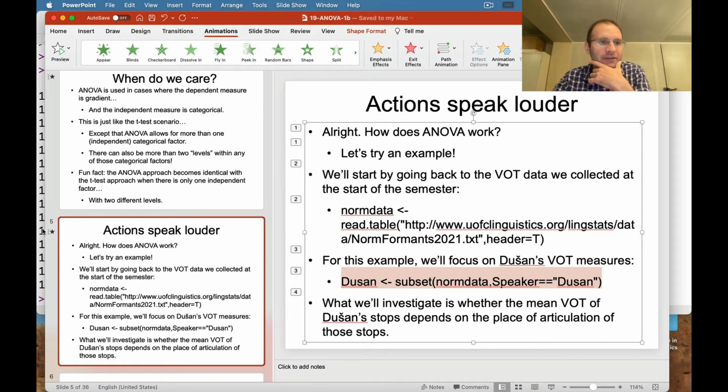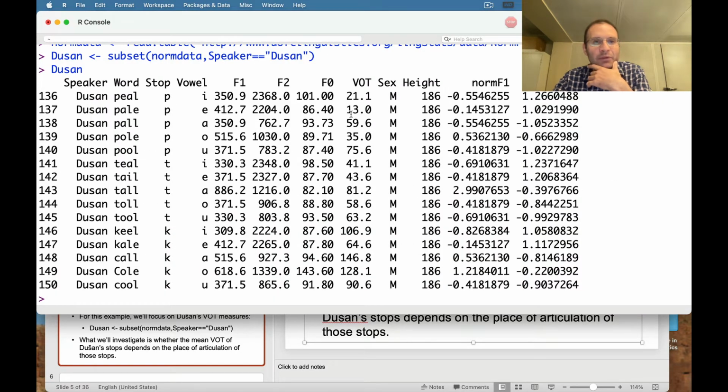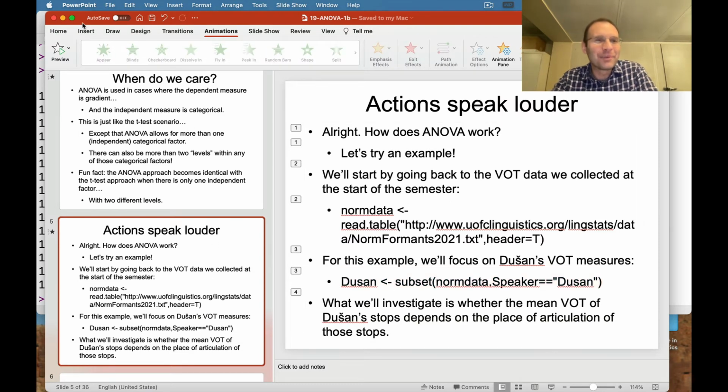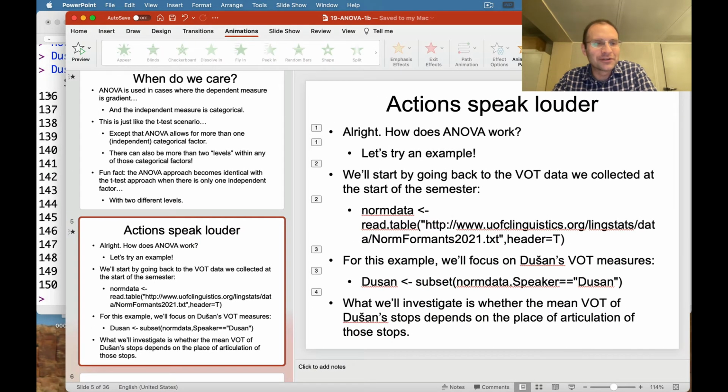So we've got three different types of stops, P, T, and K. We've got VOT measures for all of them. We've got a whole bunch of other measures here as well for F0 and formant values and his height, all that stuff. We're not going to worry about that for now. We're just going to look at VOT and see whether or not it depends on which stop is being produced. And I think you might already know the answer to this question, but I want to show you how ANOVA will answer that question.